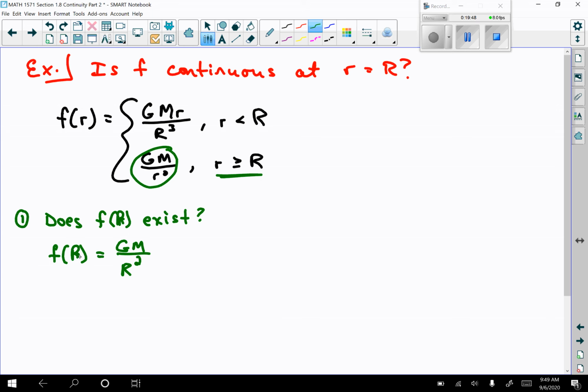Step 2 is to ask ourselves, does the limit of f of r as lowercase r approaches capital R exist? In order to do that, we need to separate this. So we have the limit of f of r as lowercase r approaches capital R from the left, and then we have to figure this out from the right as well.